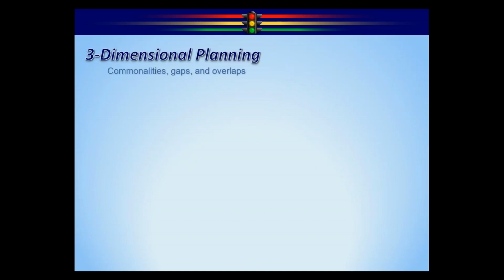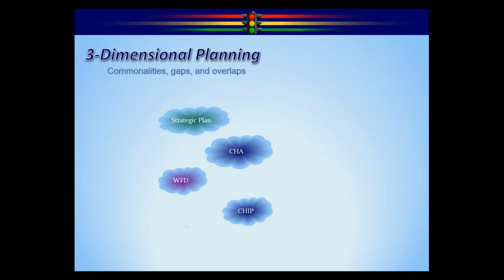Okay, 3-dimensional planning. Once you get most of your plans in the system, and by the way, you can have as many plans as you want. We typically start with the FAB packet plans for the accreditation process in here. However, you can have plans for community health and tobacco and WIC and everything else. You can have as many as you want in the system.